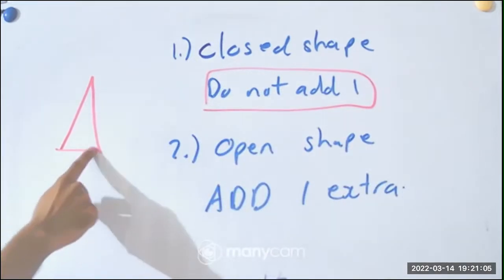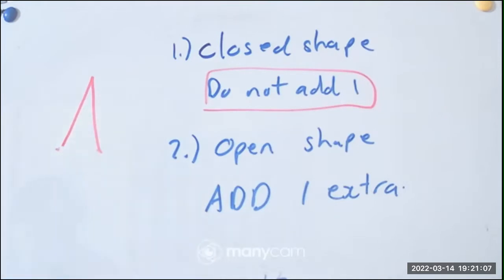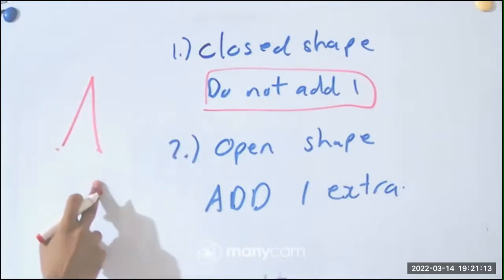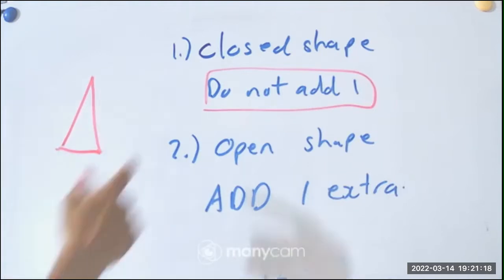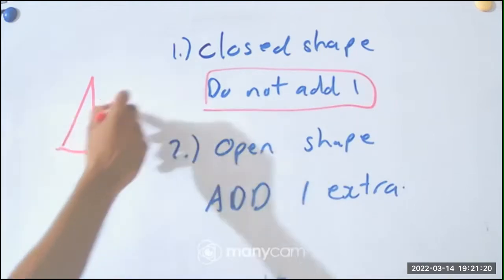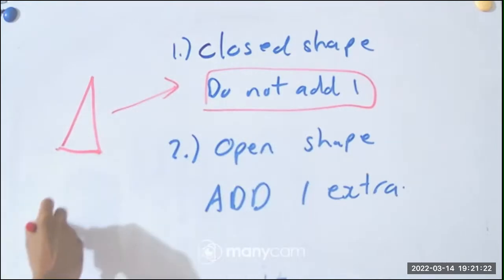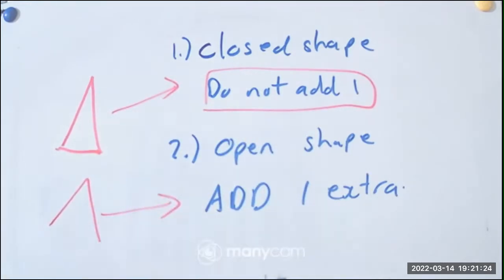So for example, this would be an open shape, right? It's open, the lines are connected here, right? But it still has a gap. All the lines must be connected. And then this one would apply to this one, open, right?